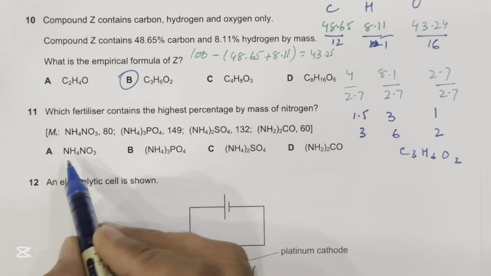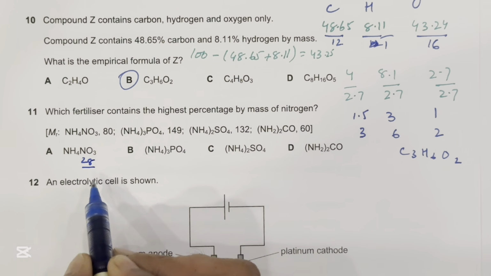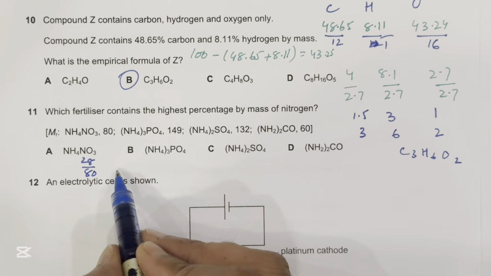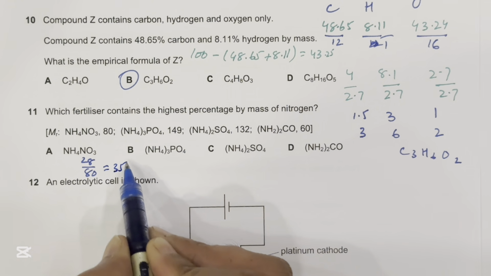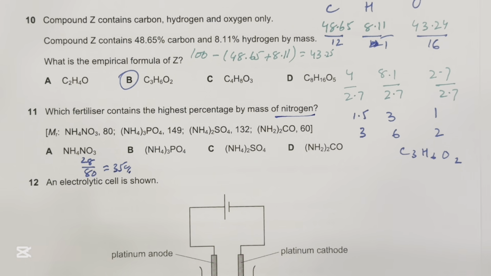Over here we know that there are 2 nitrogen elements present. So 2 times 14 is 28, and divide by 80. You get the percentage, that is equal to 35%. Why are we taking only nitrogen? Because in the question we are asked to calculate the greatest percentage by mass of nitrogen.